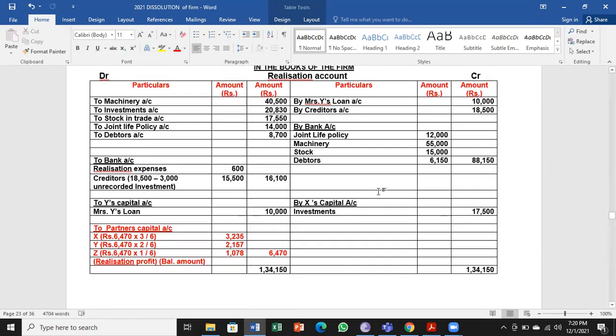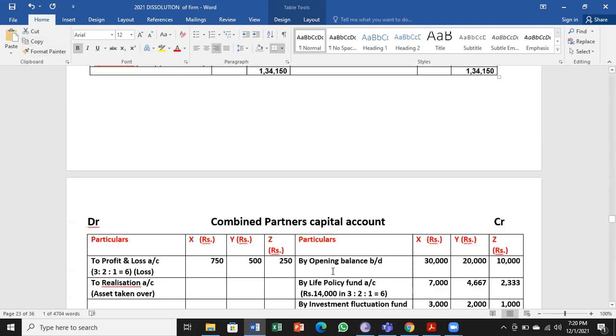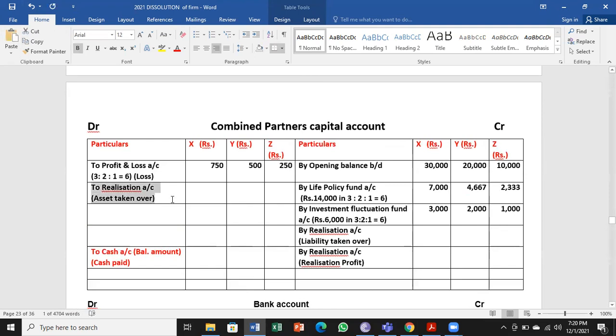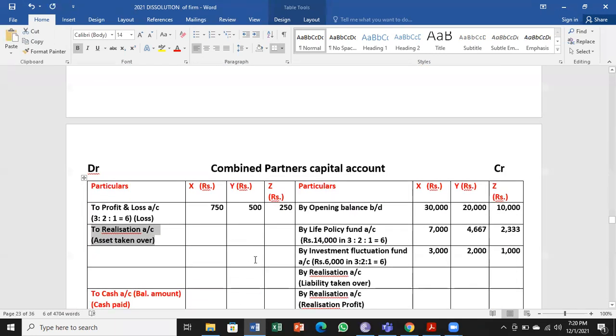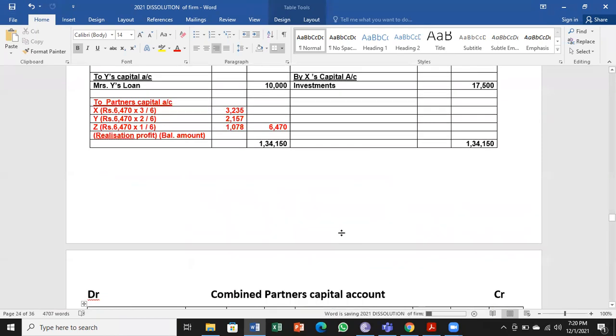Then transfer entries. So we have here first one, by X capital account. X has taken over an investment of 17,600. It comes to the credit side as to realization account, asset taken over. Which person has taken over the asset? Please have a check. X has taken over the asset. So only for X we will have 17,500, and for Y and Z, no asset taken over.